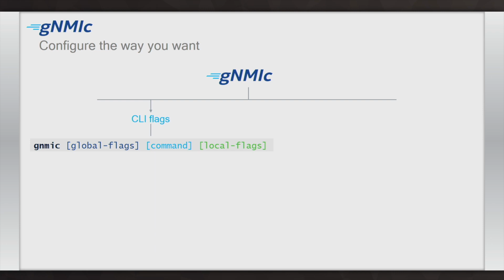So there are two types of flags. There are global flags and local flags. The global flags apply to all the commands, and they usually relate to how you're connecting to the router. Nothing specific to the RPC you're trying to run or the command you're trying to run. So global flags are like username and password, your TLS certificates, the timeout for the connection you want to establish to the router. The local flags are specific to the command, like the path you want to get from the router or the type of the subscription you're trying to establish.